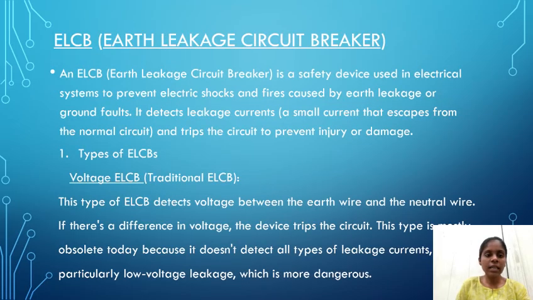Now, let's talk about ELCB. The main difference between MCB and ELCB is that they work similarly, but ELCB detects current leakages. It detects where current is leaked, but the working principle is the same as MCB. Now there are two types of ELCBs. One is the voltage ELCB.